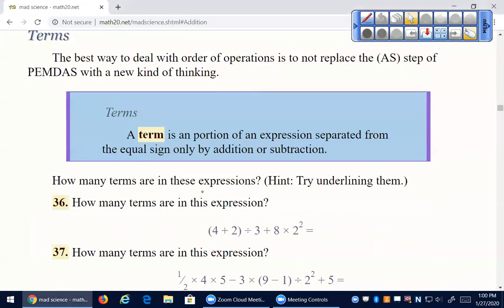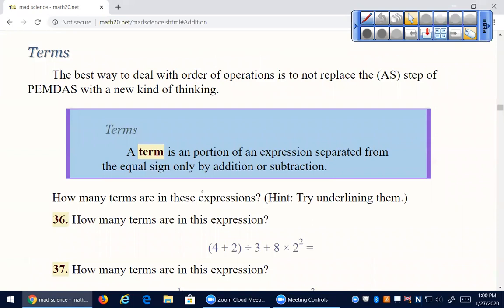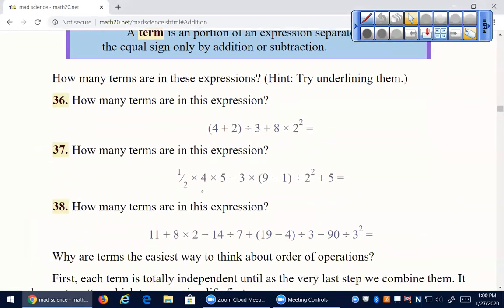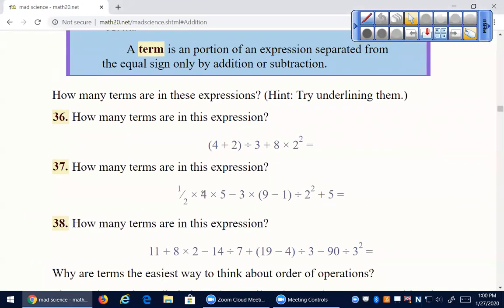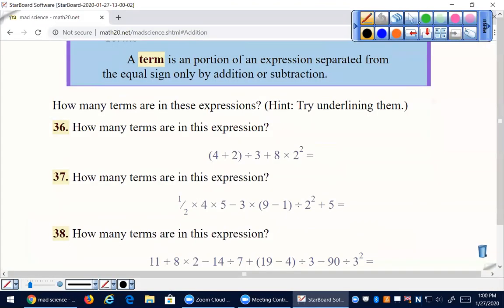Okay, so what's better than this? A term is the portion of an expression that's separated from the equal sign only by addition or subtraction. So here's a few of them. In this first one, where are my terms? I keep going until I get to an addition or a subtraction that's not nested inside of parentheses. So that's a break point, and a new term starts. So this one has two terms.